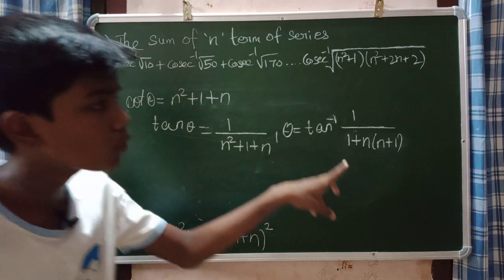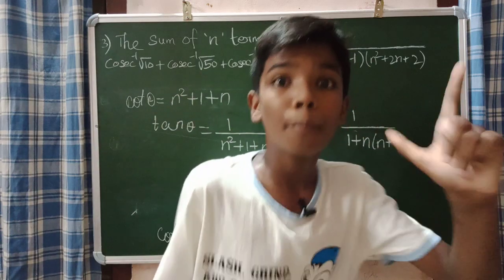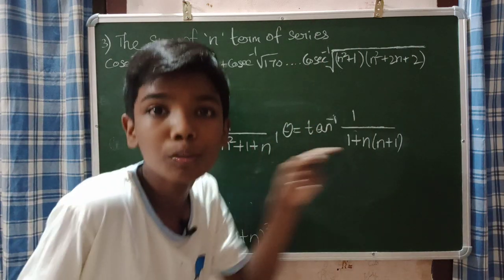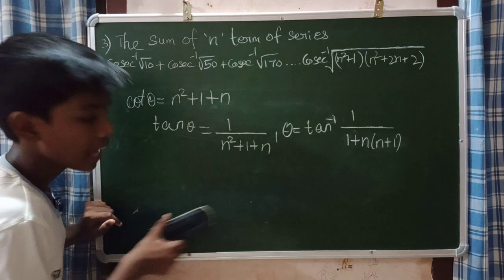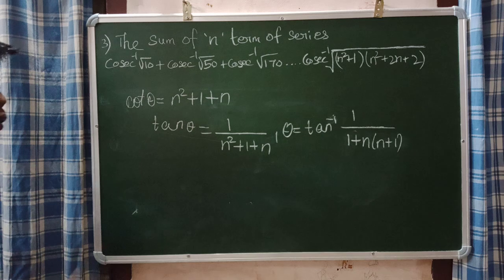Now this tan inverse of 1 by 1 plus n into n plus 1 represents the general term of the series, because this theta only represents the general term of the series. So I will solve, guys. So tan inverse of 1 by 1 plus n into n plus 1.